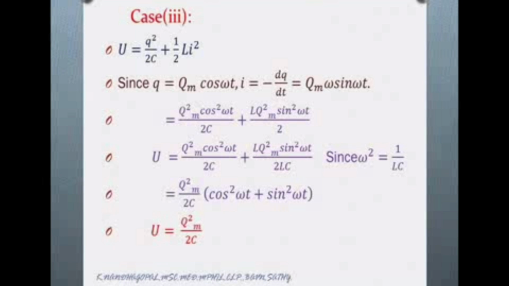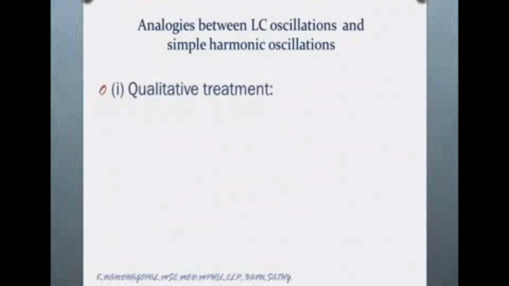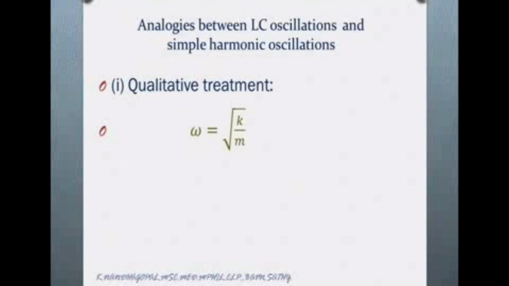Last year we studied simple harmonic oscillation. Let us see what the difference and resemblance between that and this oscillation are. Analogy between the LC oscillator and simple harmonic oscillation: in the qualitative treatment, omega equals root of k by m, which is for the spring balance and mass we saw before. Here, omega equals root of 1 by LC.